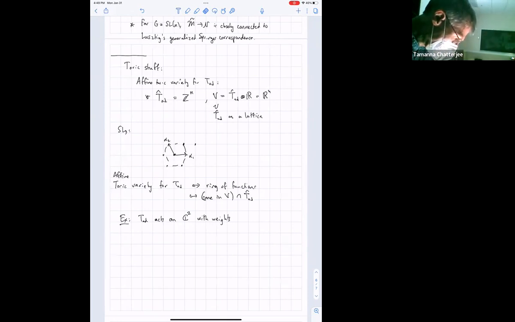So I think I wanted this to be minus alpha one. No, actually, I guess I want it to be alpha one and alpha two here. But okay, so then the functions.